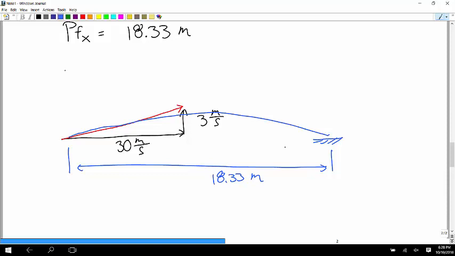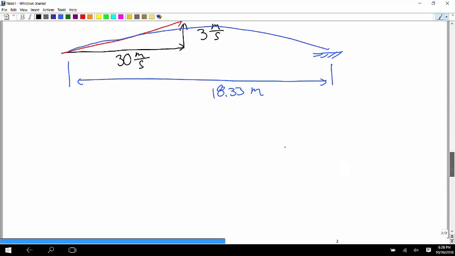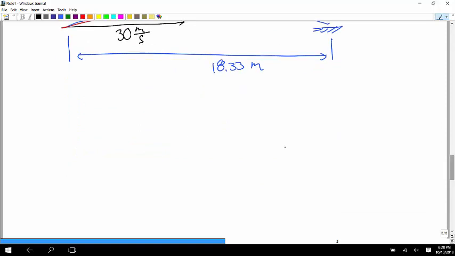Has anybody done the helicopter problem in the practice problems yet? Did you get stuck at all on it? Was it confusing? Let me do an example that's sort of like that one. What number is it? Do you remember? Okay.